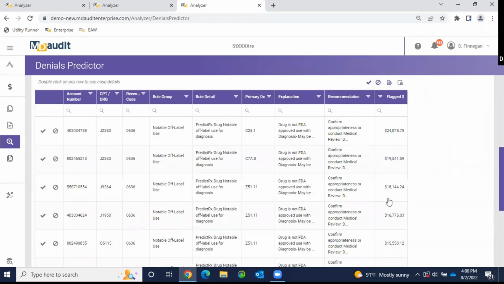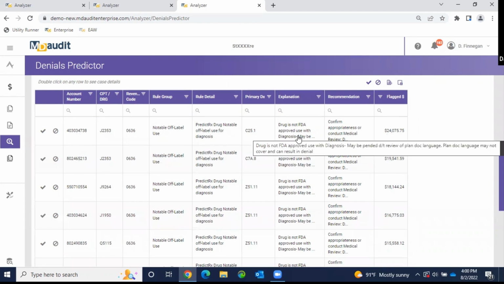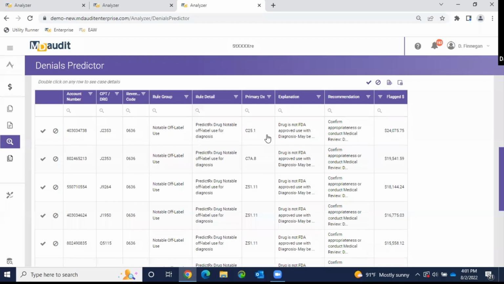Now what I can see is for all of these pre-bill charges, all of these accounts for many thousands of dollars for each account, that payer's not going to pay them because the drug's not approved by the FDA for the diagnosis being submitted on this pre-bill charge. And I can even see the diagnosis. So now I know on a pre-bill basis, before it even goes out to the payer, what's going to deny, why it's going to deny, and now I know how to fix it.